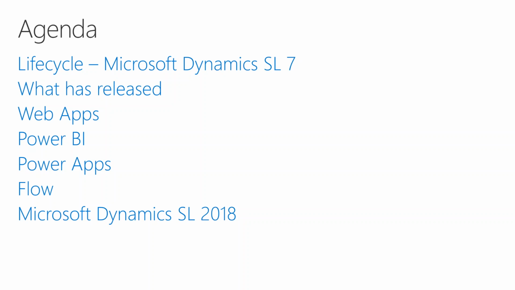And then we're going to focus on some of the areas that we're getting ready to release in our next release, which is going to be around Power BI, Power Apps, and Flow. And then that will lead us to, well, letting the cat out of the bag. We are coming out with a new release next year, Microsoft Dynamics SL 2018, which will include a lot of those things we talked about before, but we'll talk a little more in depth about what's happening with 2018 and what makes it a little different than the releases that we've had in the past.